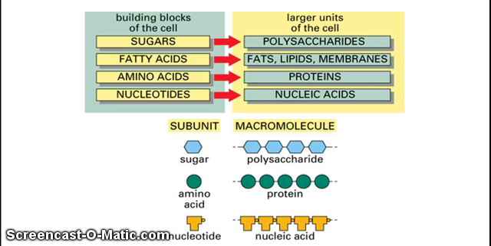So, in summary, here we have our 4 types of macromolecules: the carbohydrates, the lipids, the proteins, and the nucleic acids, made of many smaller subunits. And these subunits are put together in particular orders to actually make the final structure.